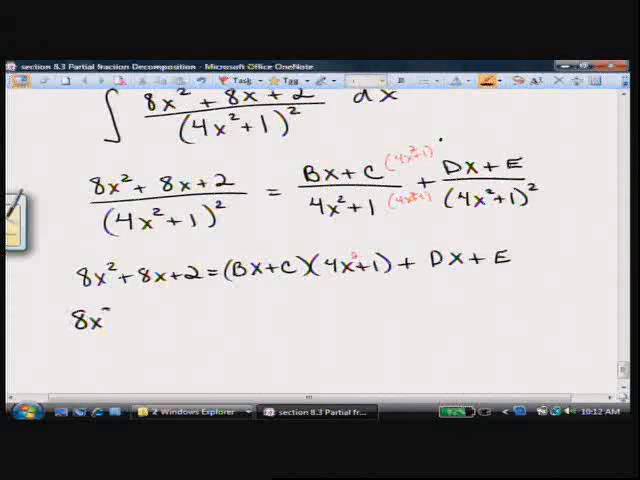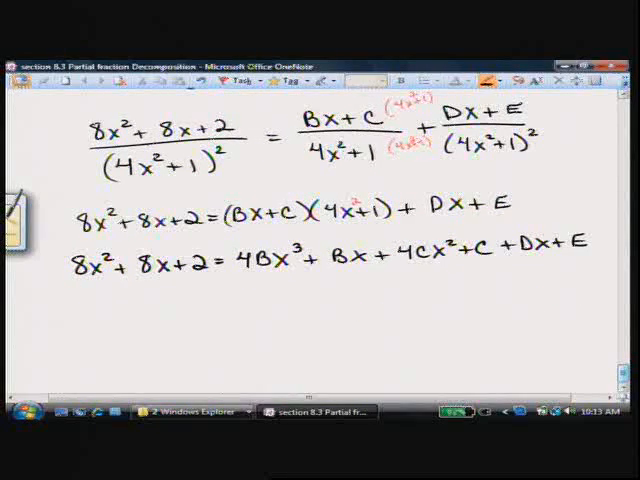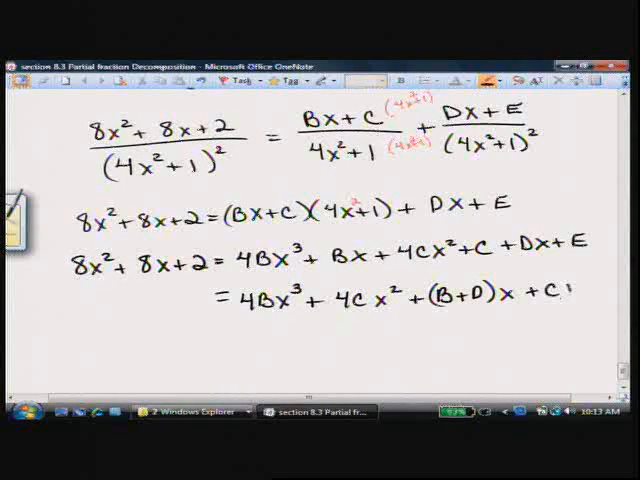Okay, so let's try this again. 8x squared plus 8x plus 2 equals 4bx cubed plus bx plus 4cx squared plus c plus dx plus e. Do we all agree? Okay. Now, 4bx cubed is all by itself, and the 4cx squared is by itself. But we have a b plus a d on x, and we have a c plus an e.